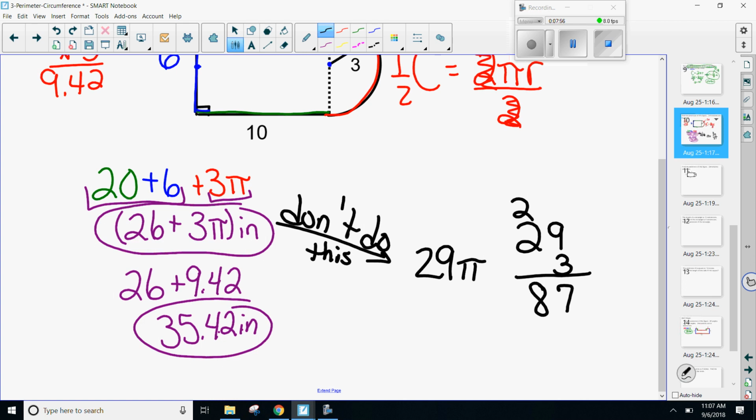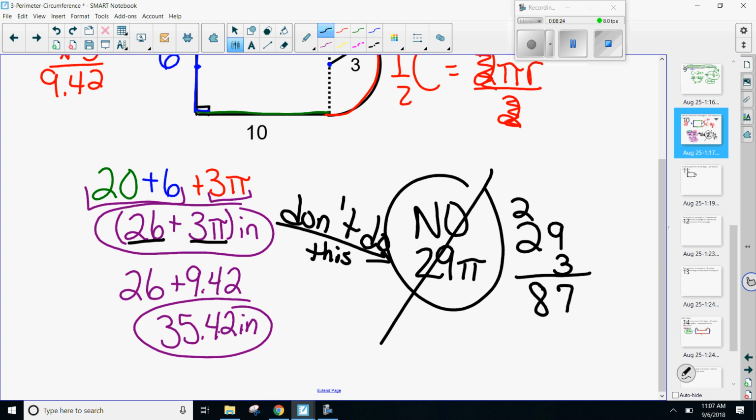Is that what the answer is? No. You cannot group line segment lengths together with curved segments if you have it in terms of pi. Do not add the numerical part with your line segment sum. You have to keep them separate. So this is a big no, not your answer. Do not answer that as 29 pi. You're going to get it wrong.